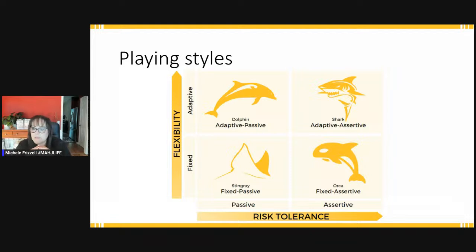Before we dig in, does anybody want to share what they think they are? I tend to be a shark at the table. More times than not, I'm a shark. But sometimes I may play like a dolphin if I'm in a social setting. I do not play fixed at all. So most times I'm a shark, sometimes I'm a dolphin. Okay, so we have Linda as a dolphin, Wes is an orca, I'm a shark. I admit it. B is an orca, okay.